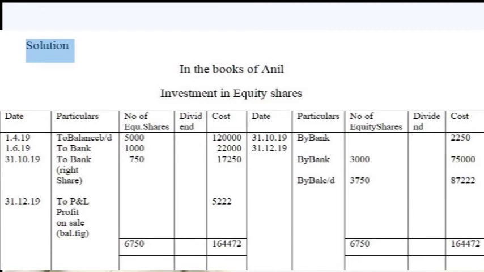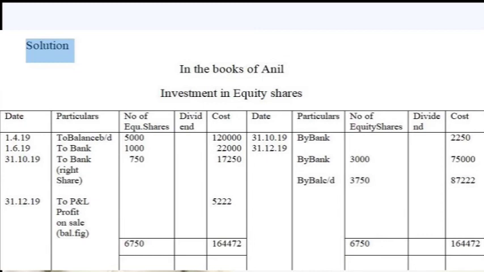Then on 31/10/2019, Anil opted for right shares 750 shares. He purchased it at the rate of 23 per share. To bank 750 into 23, that comes to 17,250. And on that date 31/10/2019, he sold his right in 750 right shares to other person at the rate of rupees 3. 750 into 3, that comes to 2,250. Then on the credit side, by bank on cost column 2,250.